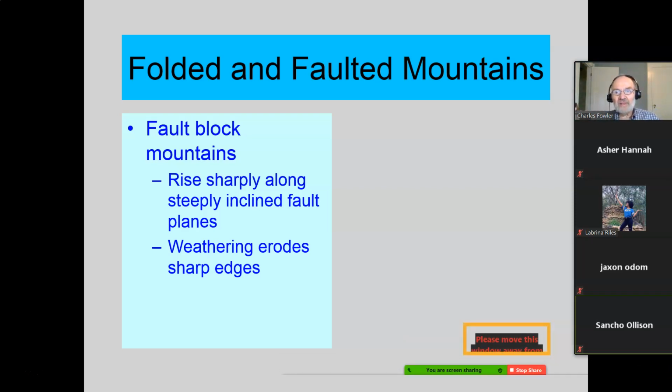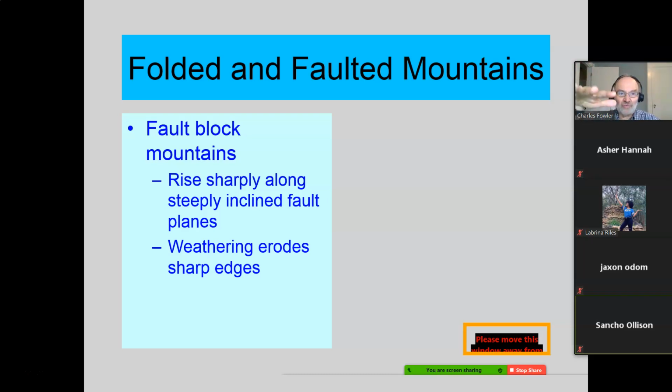Okay. Now the fault block mountains, that's where faults have occurred, thrust faults or normal faults, some sort of faults, they rise sharply along a steeply inclined fault plane. Okay? Just as you would expect. Now weathering does erode the sharp edges, but most of these fault block mountains, especially if they're fairly recent, are very jagged looking. Whereas the Appalachians, if you go to them, they're very rounded because they've weathered. They were folded to begin with, many of them, and they've undergone a lot of weathering.